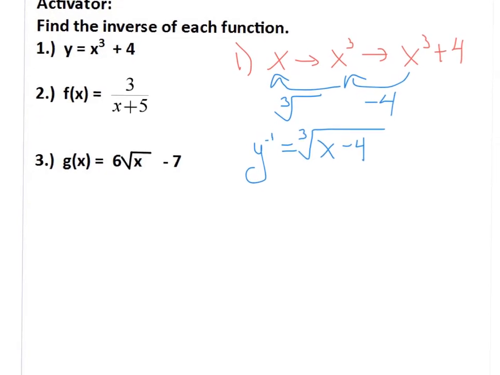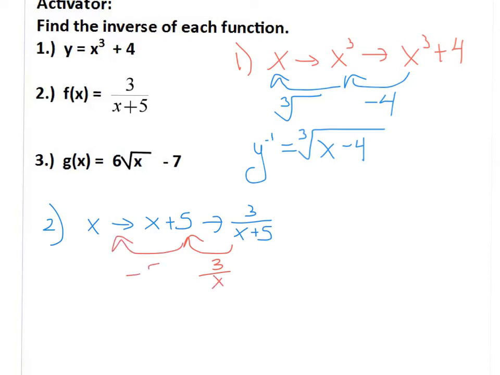Okay, for number 2, to first get this function, what they did is they said, okay, we have an x, and then it became x plus 5, and then we put 3 over the x plus 5. So going backwards, that is going to be the numerator of 3 over an x, and then to go here, we're going to subtract 5. So the inverse of f is 3 over x minus 5.